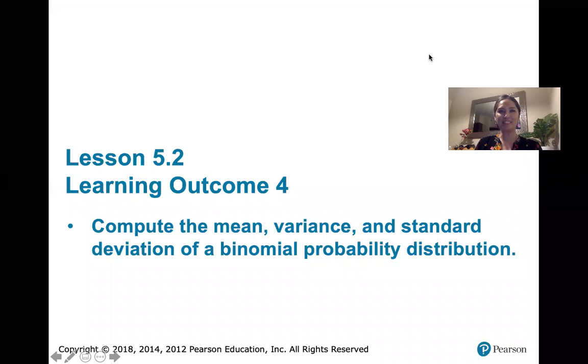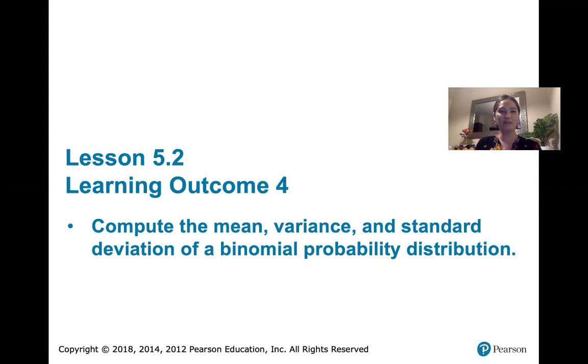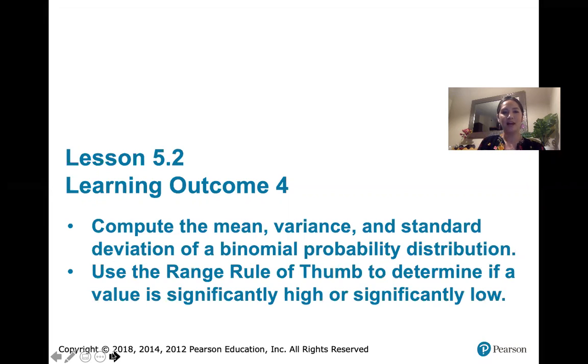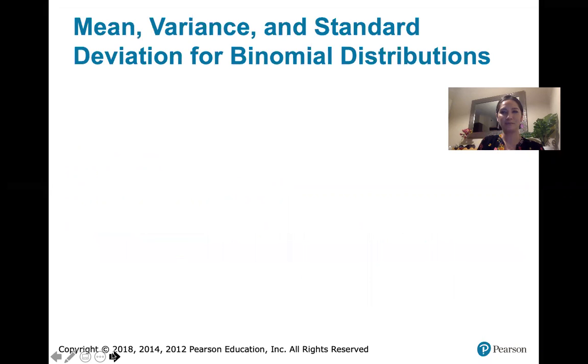In this video, we discuss learning outcome number 4 from lesson 5.2, which is about computing the mean, variance, and standard deviation of a binomial probability distribution, and then using those along with the range rule of thumb to determine if a value is significantly high or significantly low.